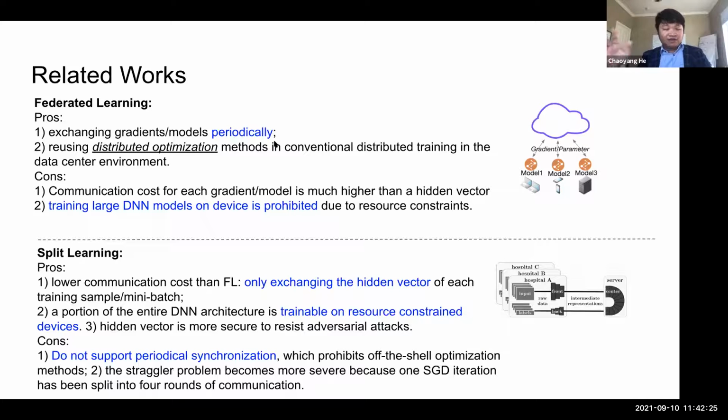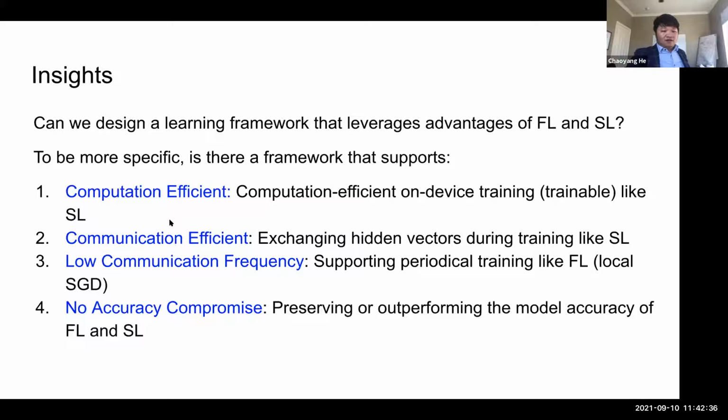One is the practical update, meaning that we can do local SGD, and simultaneously we only need to train a small portion of the network on each device. So to summarize, the goal here is that we hope it can be computationally efficient, and also communication efficient because we only need to transmit the activation map rather than the entire model. And also it can be very low-frequency communication because we can do local SGD to reduce the communication frequency from client to server. And finally, of course, we cannot degrade the accuracy.